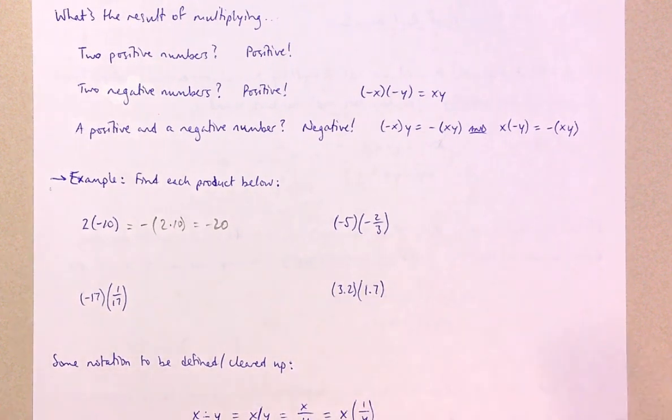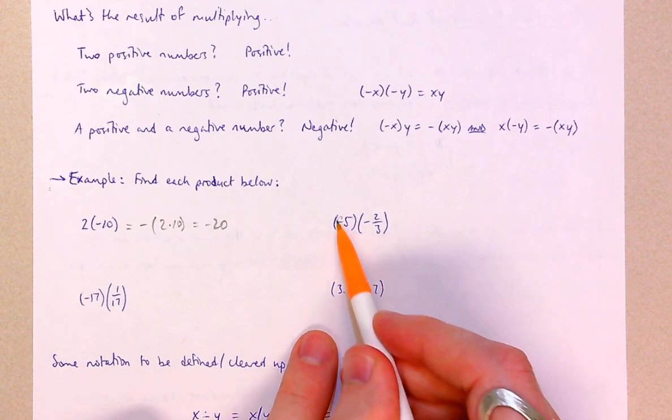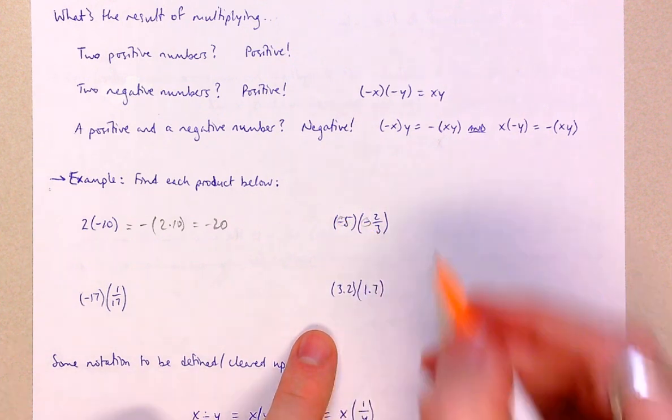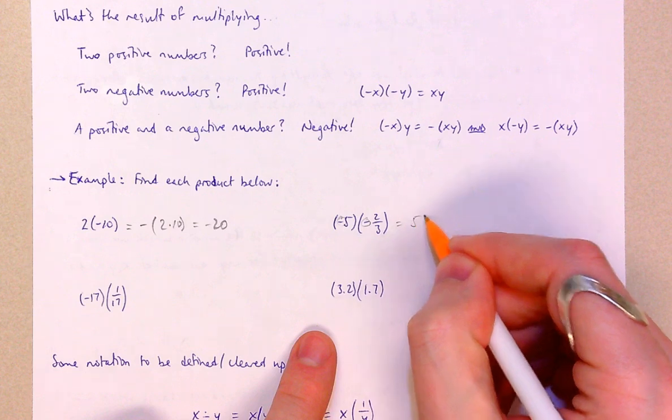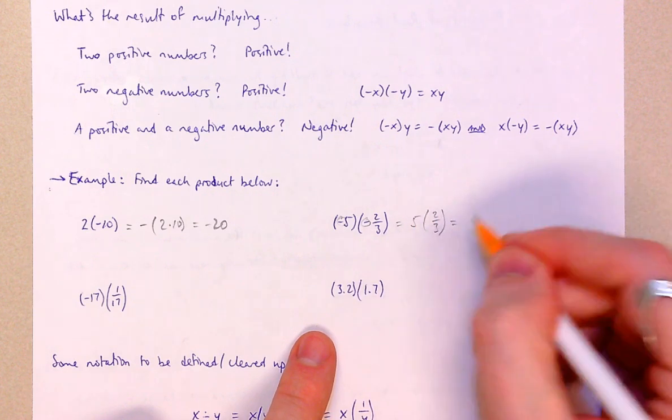Second here, I have a negative 5 times a negative 2/3. Each of these numbers are negative, so I know that this is going to be a positive quantity. The minuses are going to multiply out to a positive, and this is the same thing as 5 times 2/3.